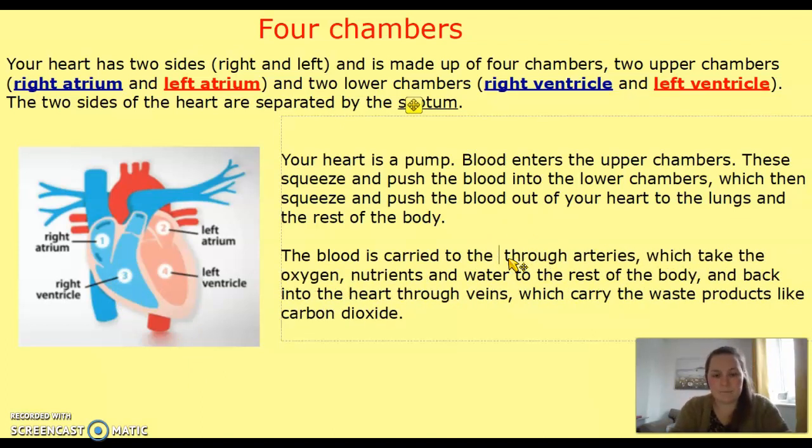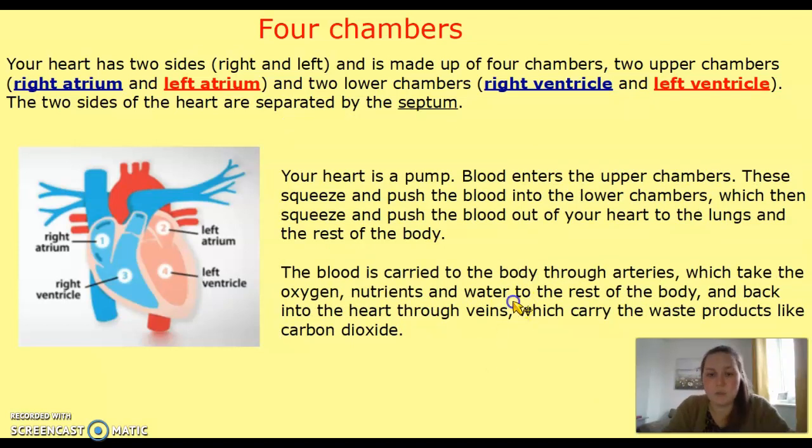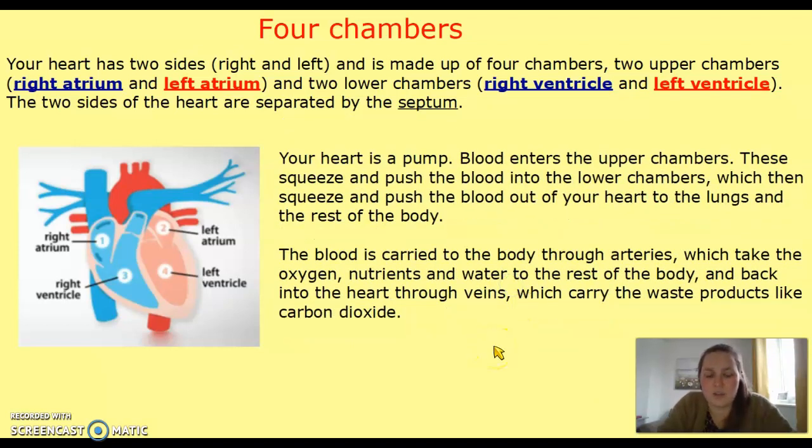The blood is carried to the body through arteries, which takes oxygen and nutrients to the rest of the body, and then it carries waste products back. So remember, carbon dioxide is your waste and oxygen is what we need. So 4 chambers: right atrium, left atrium, right ventricle, left ventricle.